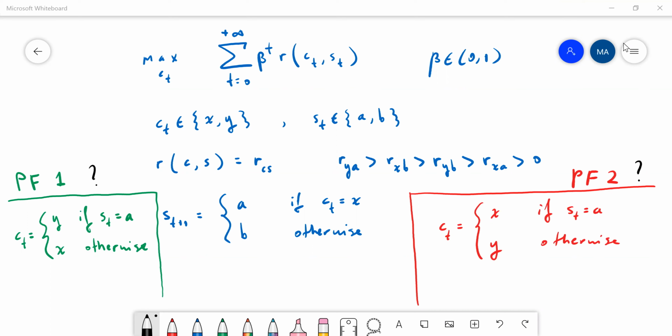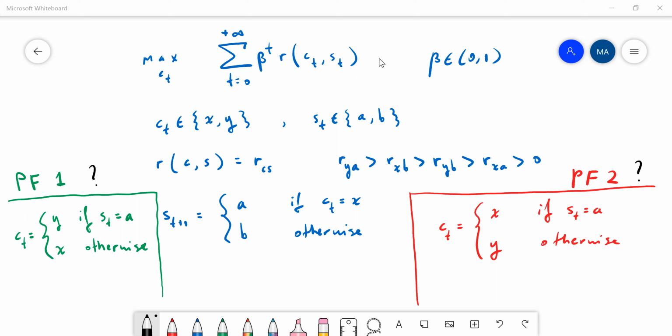What is different about this problem is that your control variable and your state variable are defined in discrete sets. So they are not continuous variables, and your reward function is also not continuous. Even if the function could be written in a continuous way, it is not differentiable at these points.